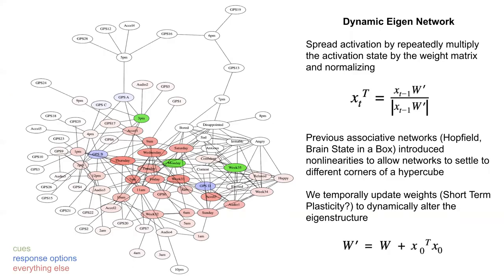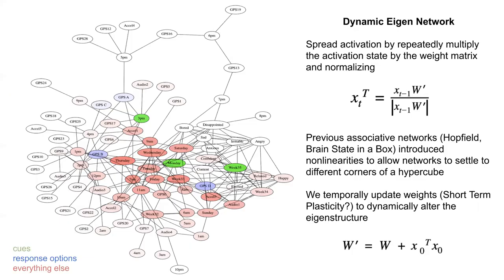Now, there's a clear problem with doing that though, and that is that regardless of what input you give the network, you will always end up at the primary eigenvector of the weight matrix. A memory system that can only ever give you one possible response is not particularly useful. This has been known for a long time. In the 1960s and 70s, Hopfield and Anderson introduced the Hopfield network and the brain state in the box.